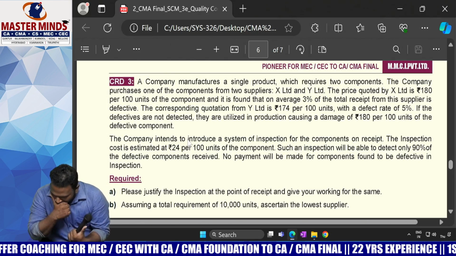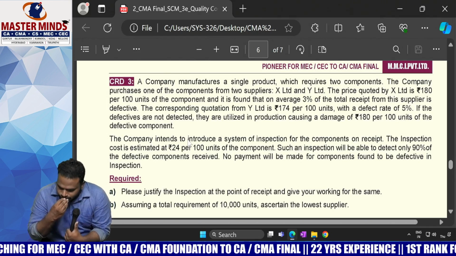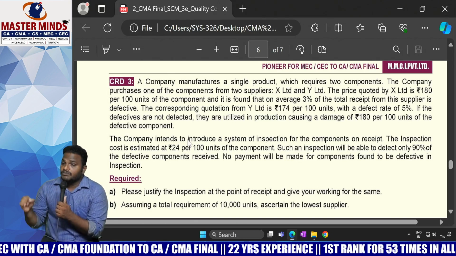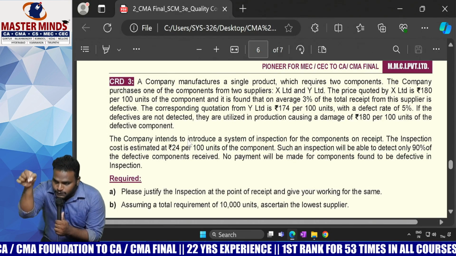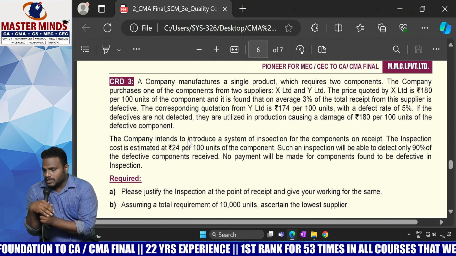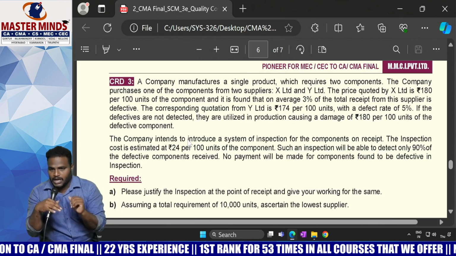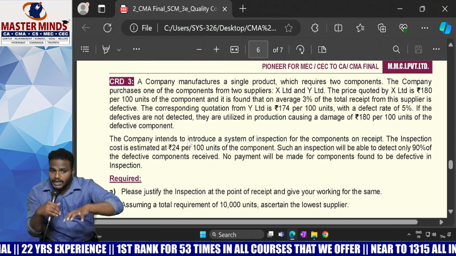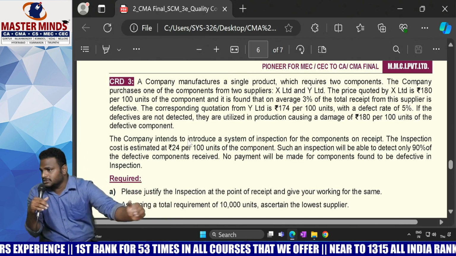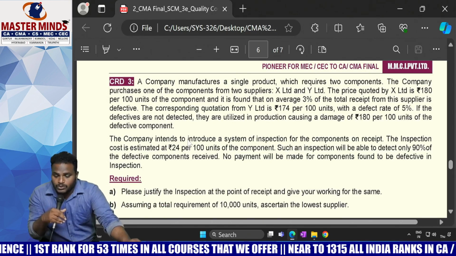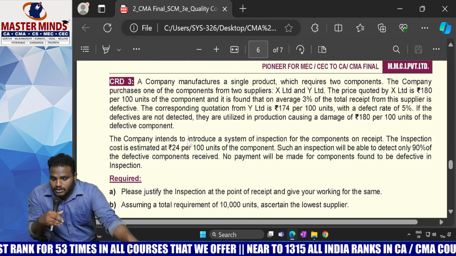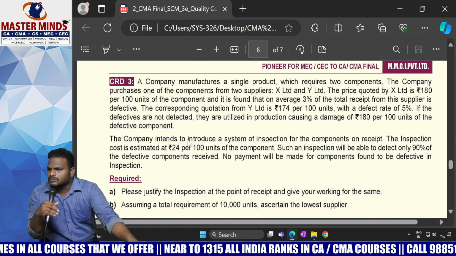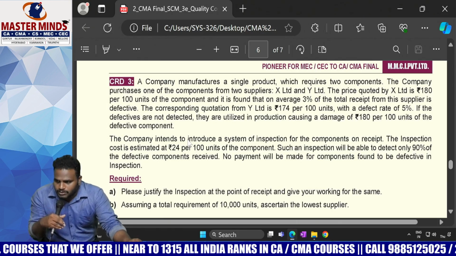If the defectives are not detected, they are utilized in production, causing a damage of rupees 180 per 100 units of the defective component. Very important. If these defectives are not identified during the inspection, that means I purchased directly from X and am unable to detect the defective. Then these defective units enter into production and cause damage. For 100 units of defective component we incur damage of 180, that is 1.8 per unit. Yes or no?